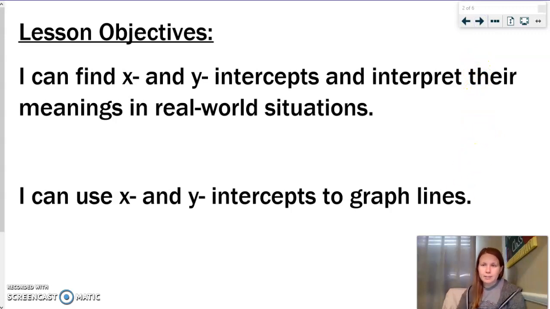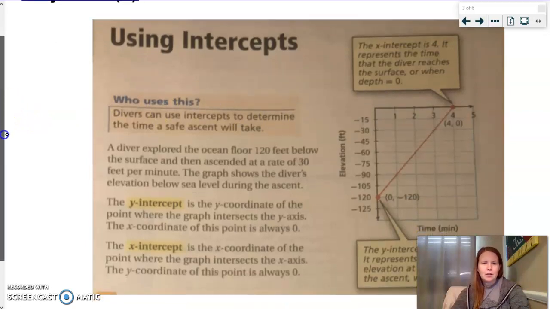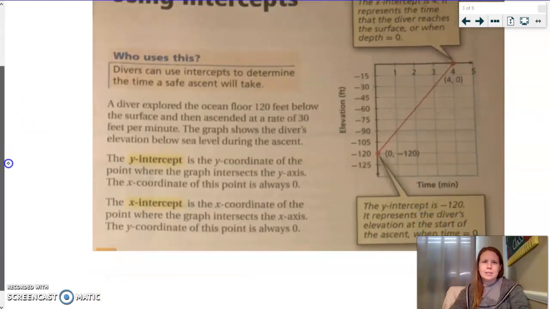So here is our lesson objective. I can find x and y intercepts and interpret their meaning in real-world situations. I can use x and y intercepts to graph lines. So we're going to talk about a second way to graph lines today. Woohoo! After today, you should know 2 different ways to graph a line. And then we'll use them to interpret these situations. So using intercepts, who uses this?